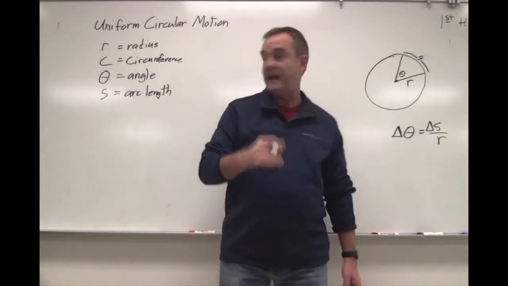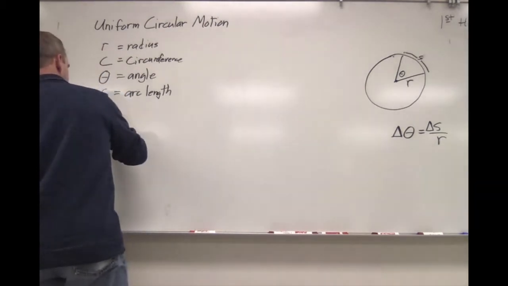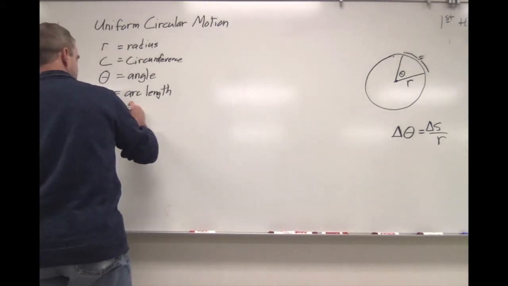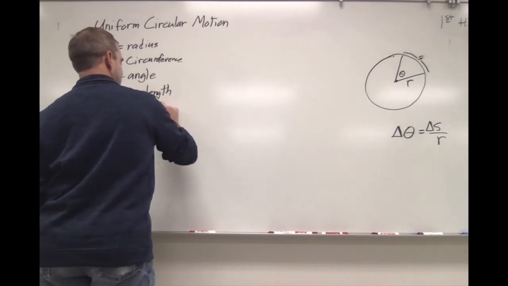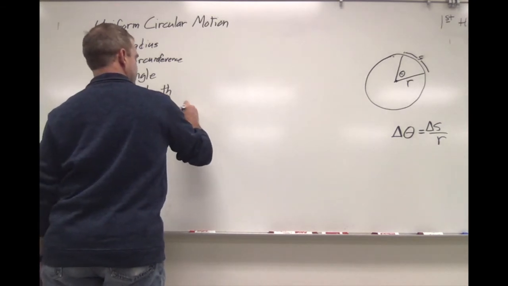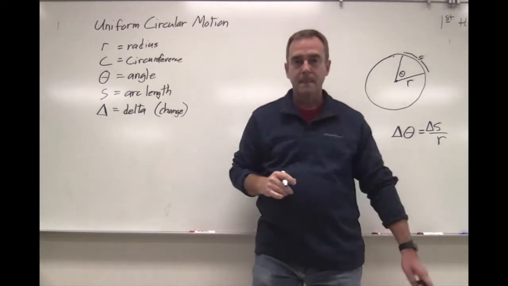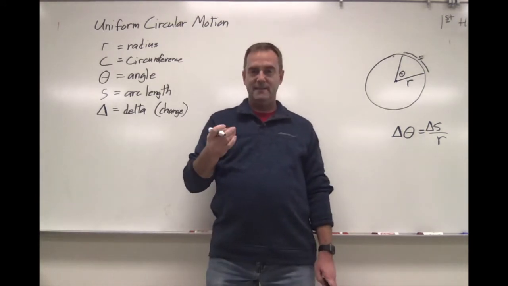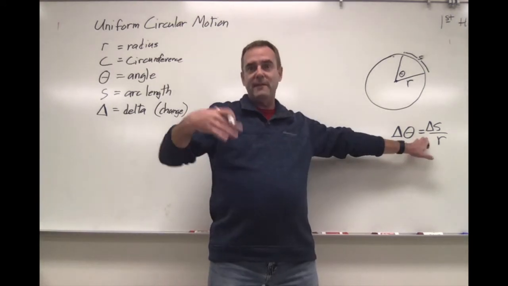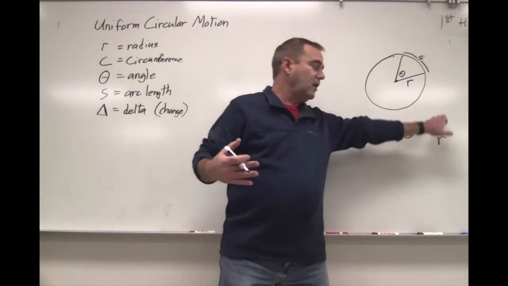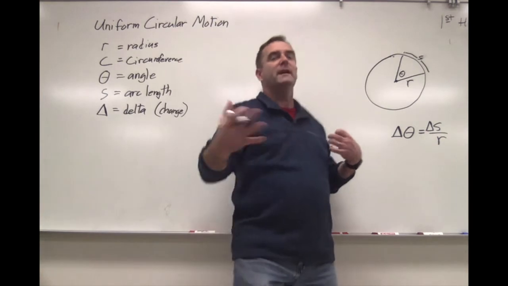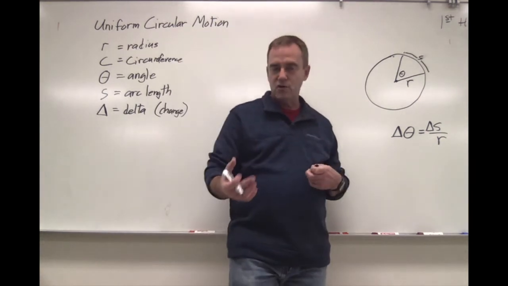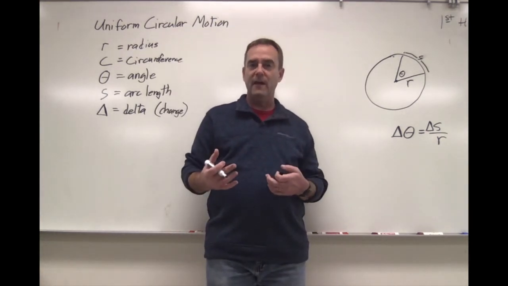Delta meaning change. Let me write this up here just because we're going to wind up encountering it a lot if you're not accustomed to it yet. This is the Greek letter delta, and it means how much something changes. The change in the angle is constantly related to the arc length over the radius. So this isn't an equation that gives you an answer. This is a relationship that tells you how these things go together.